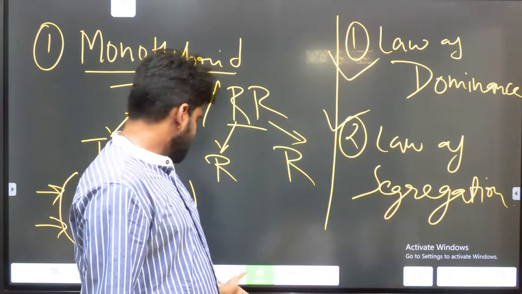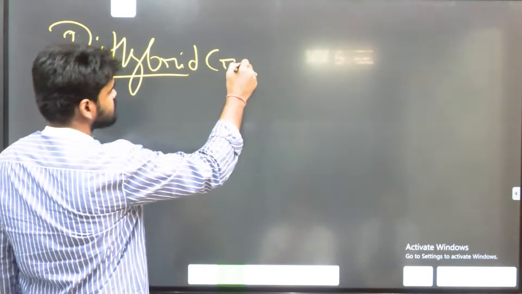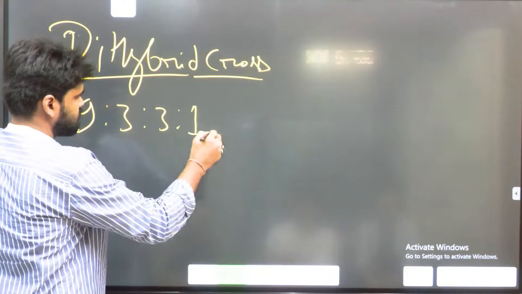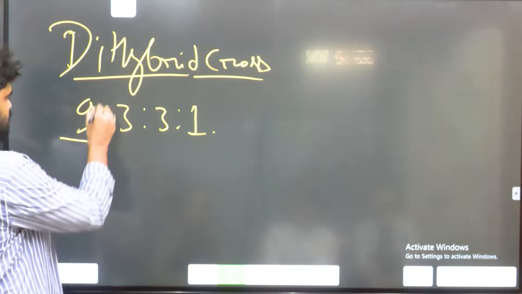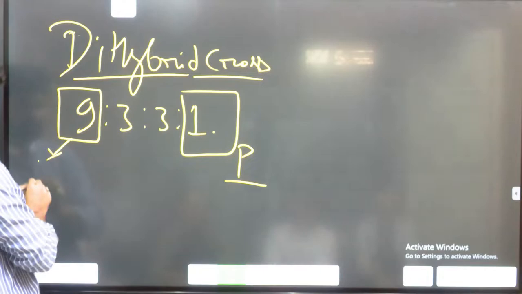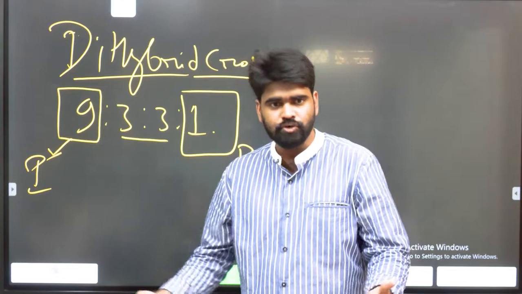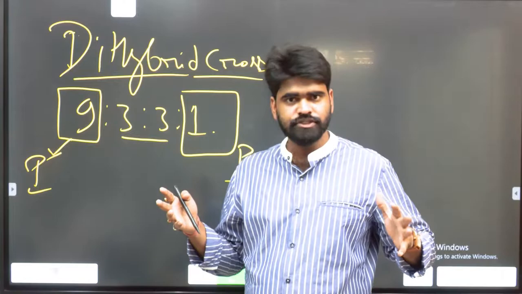Next, what have we seen? Dihybrid cross. What did we see in the dihybrid cross? A ratio of 9:3:3:1. This is the ratio now, and these are parental types. Then, in order to explain this variation, how the recombinant phenotypes appear, he gave a law called the law of independent assortment. So how are we going to state the law of independent assortment?